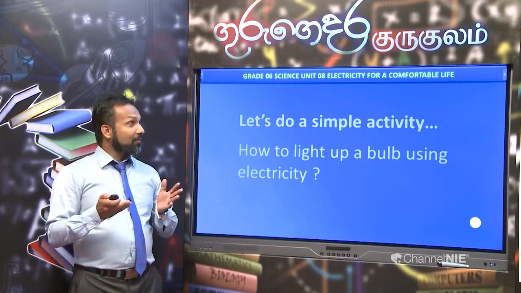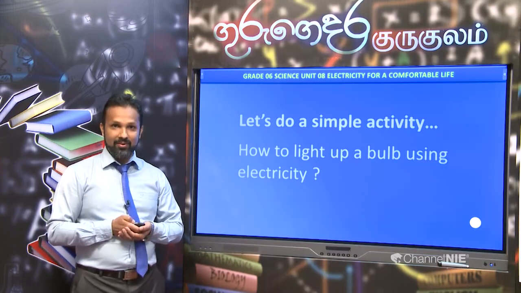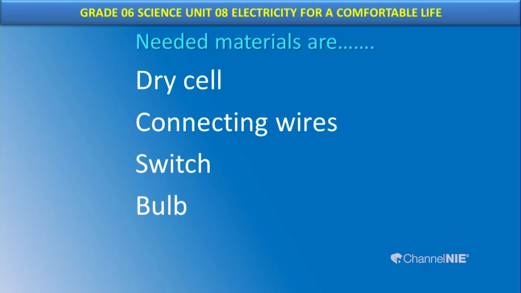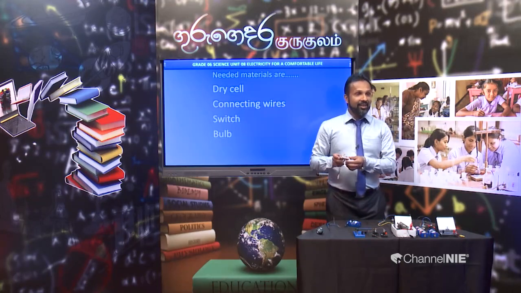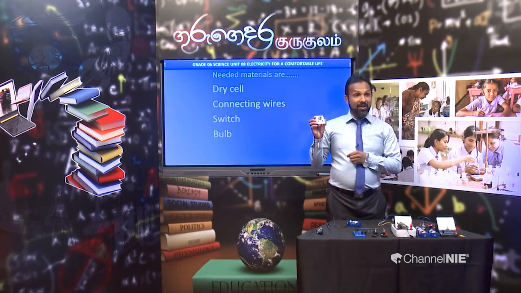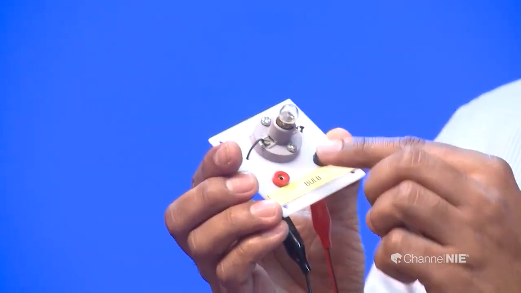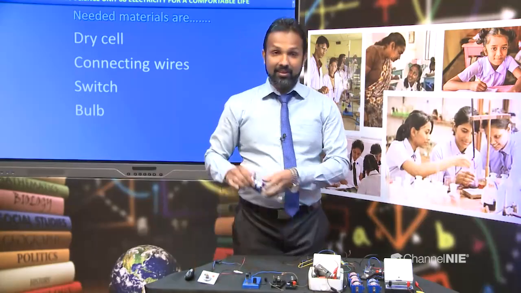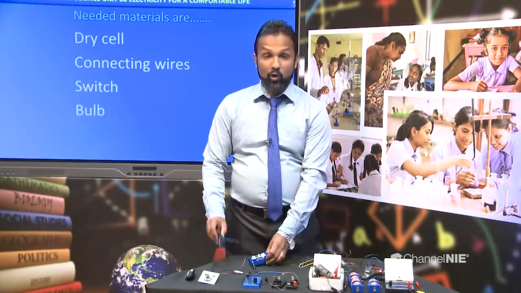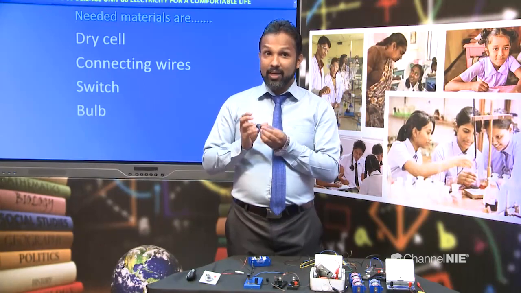First of all, I am going to do a little activity. In this activity, I am going to light up a bulb. To light up this bulb, I am going to use certain materials. Here, my dear children, you can see I am going to use a bulb. I want to light up this bulb. So, I use a bulb, connecting wires, a dry cell, and also a switch. Let's try to light up this bulb using these components.